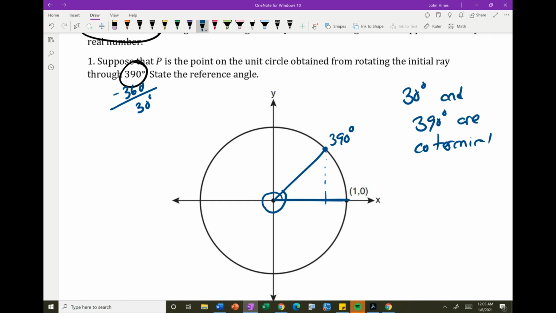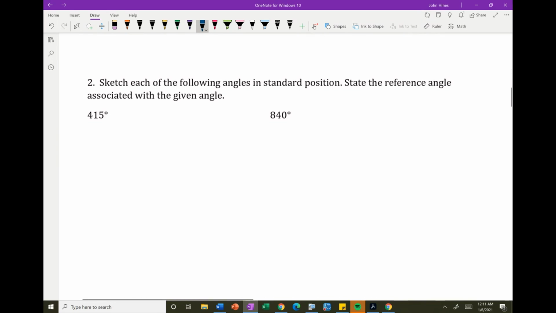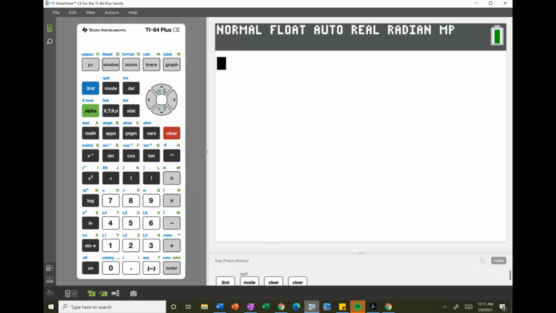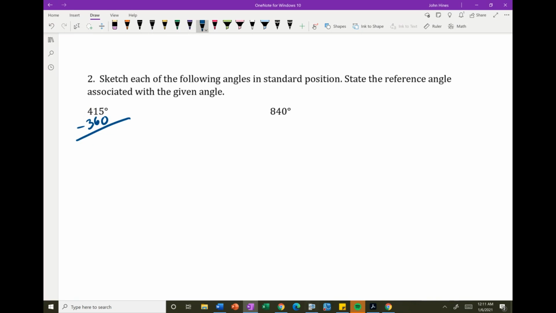So 390 degrees, we really use a 30 degree angle because 390 is just an extra spin around the unit circle. So when we encounter angles larger than 360 degrees, we just subtract away 360 to see where it's coterminal with, to see where it really lands. So let's practice drawing some of these angles. So if I have a 415 degree angle, that's too big. It's bigger than 360. So let's subtract away a spin to see what I'm left with. So I'm subtracting away a 360. I'm left with a 55 degree angle. So it's really the same thing as a 55 degree angle, except I have to spin around once. And a 55 degree angle is in quadrant 1.